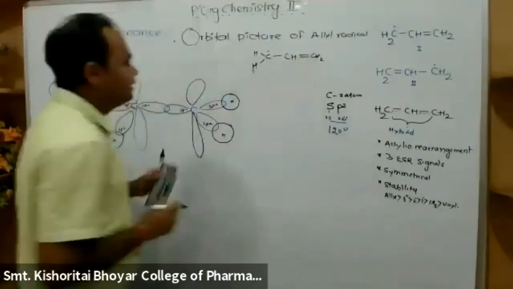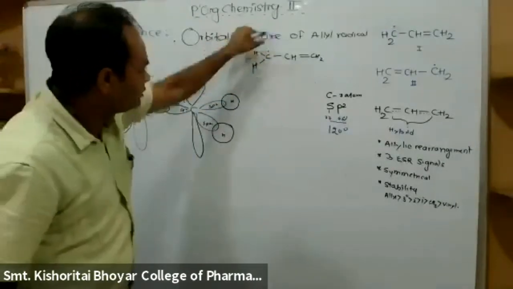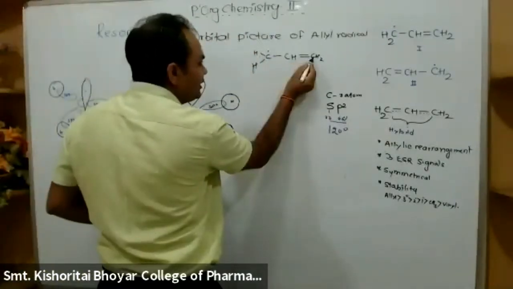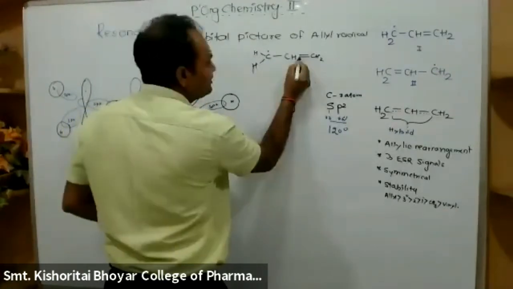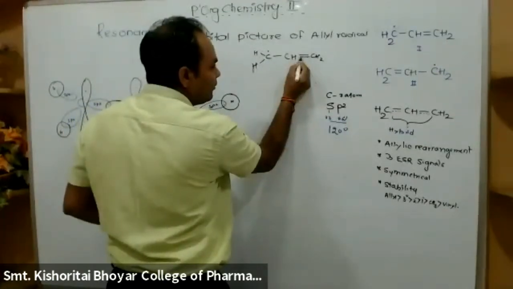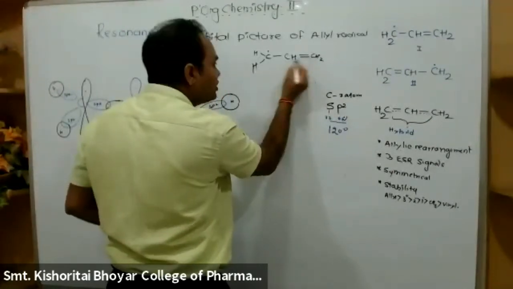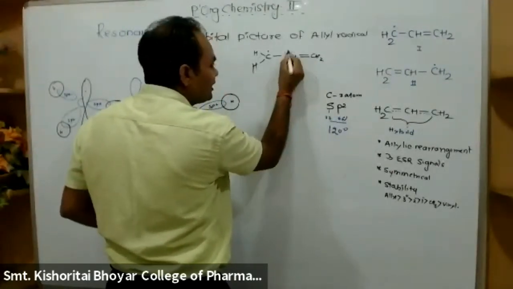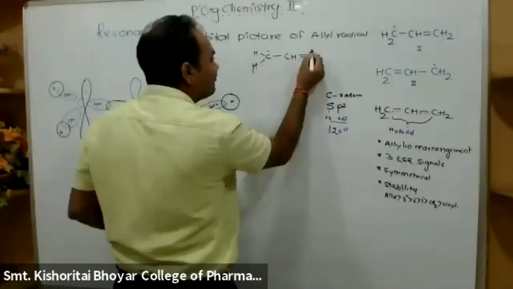CH2. Okay. So this carbon is sp2 hybridized containing an odd electron. This carbon is sp2 hybridized. This carbon is sp2 hybridized. Now there is one additional pi bond. The pi bond is formed due to the overlapping of pi electrons present in the p orbital. So this carbon has one p orbital containing one electron, and this carbon has one p orbital containing one electron.